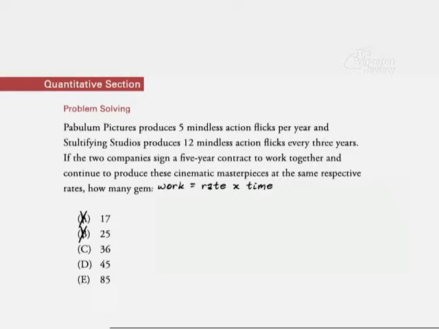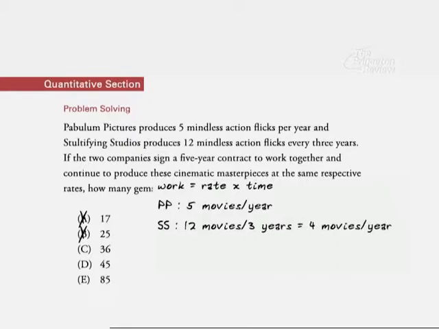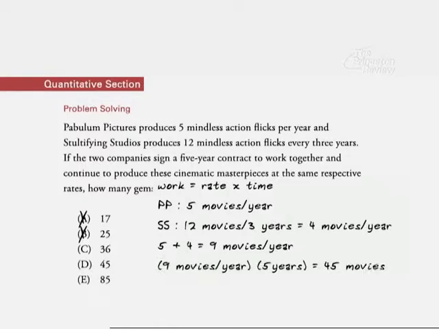If Pablum Pictures produces 5 movies per year, we know that Stultifying Studios produces 12 movies every 3 years. We know that Stultifying produces 4 movies each year. So, with Pablum doing 5 and Stultifying doing 4, together they'll get 9 movies made every year. 9 movies a year for 5 years is going to be 45 movies. So the answer is D.